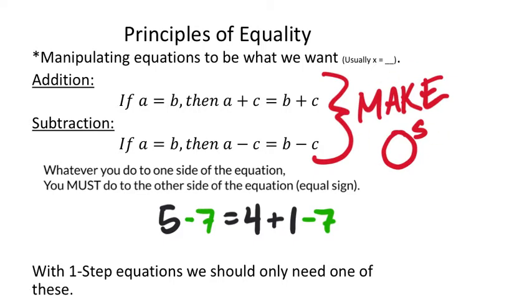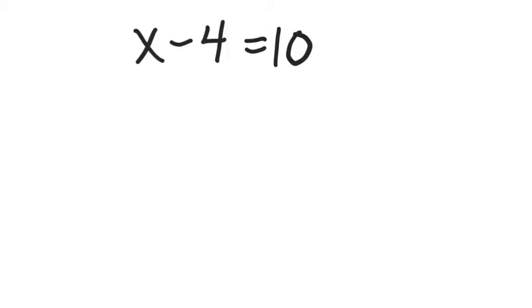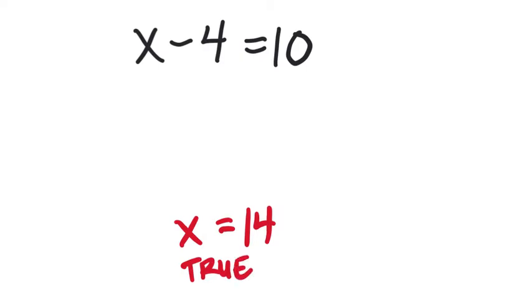So, make zeros. That's what we want on this. We saw this example before, and we know right here, if I made the x equal to 14, then I get a true statement, right? So that means if I replace x with 14, that's the solution. X equals 14, okay? Well, let's look at this with what we call the principle of equality.